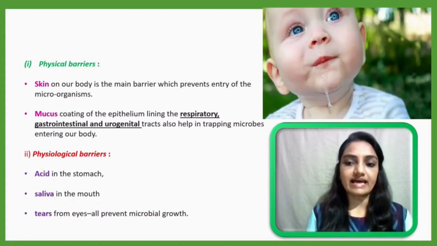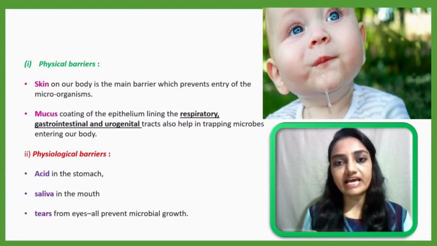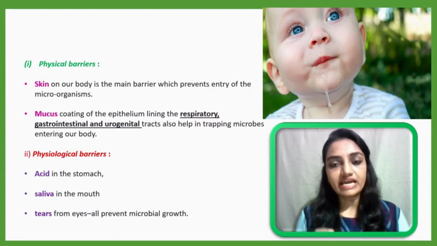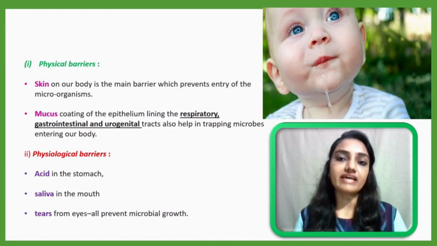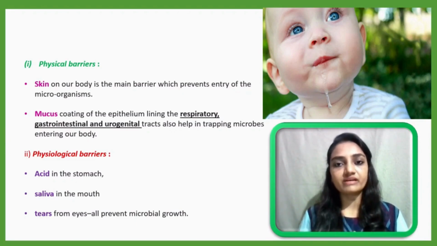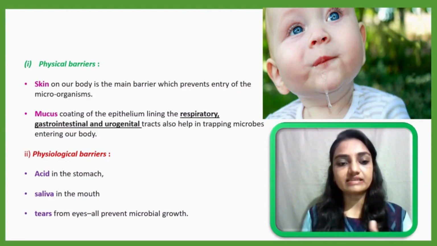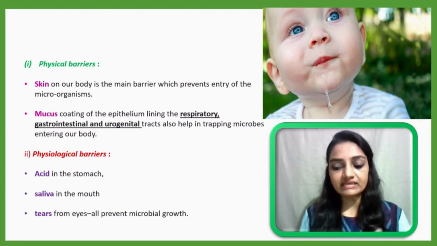Second is the saliva. As you have learned in standard 11, saliva has lysozyme as its component, and lysozyme has a bactericidal activity, means it can kill the bacteria which enter our mouth. Okay, so saliva is a very important component having bactericidal activity, and that's why it acts as a physiological barrier. Third is the tear.